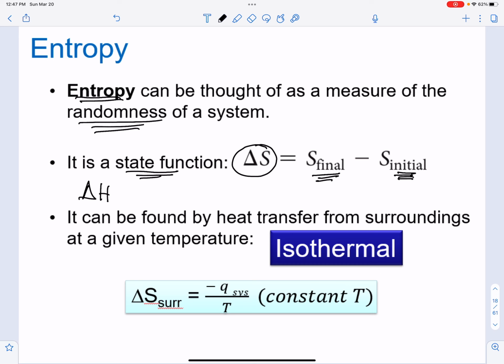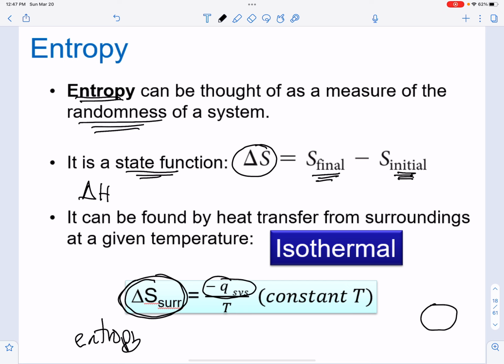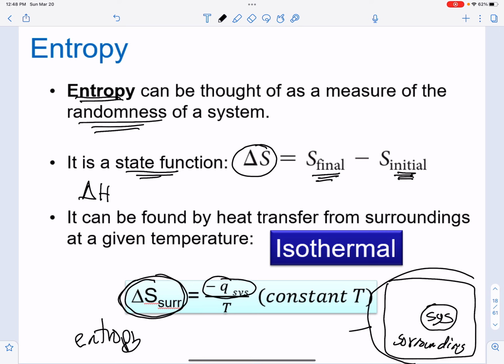We can measure the change in entropy of the surrounding by measuring the heat that is released by the system. So if this is my system, everything else around it all the way to infinity is what we call the surrounding. All together is what we call the universe.